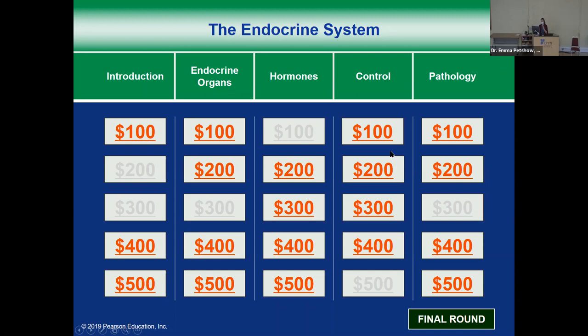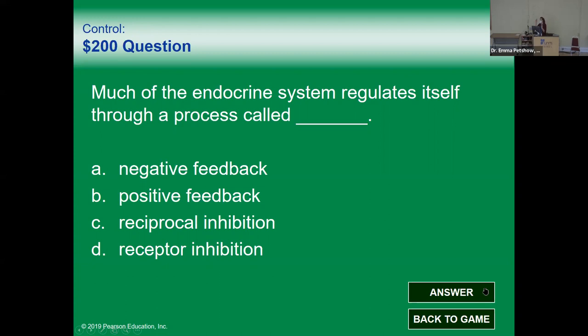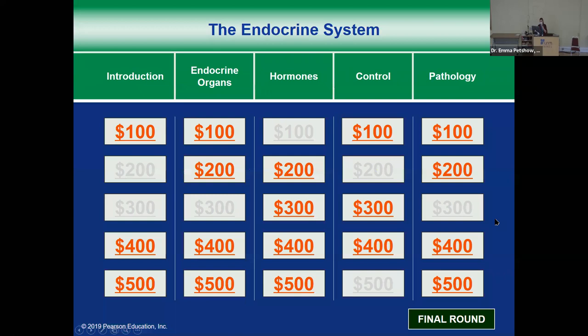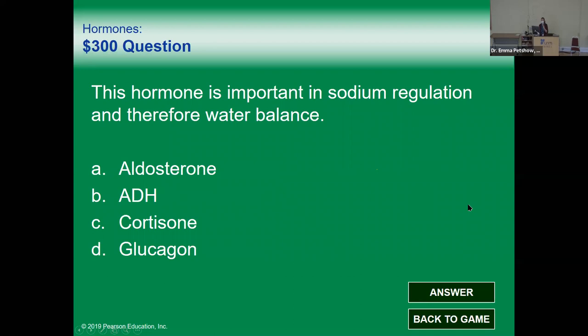Control for two. Much of the endocrine system regulates itself through a process called, now you've got it. Oh yeah, easy peasy, negative feedback. Knew it was coming. Yeah, all right. Hormones for three. This hormone is important in sodium regulation and therefore water balance. Aldosterone, ADH, cortisone, glucagon.